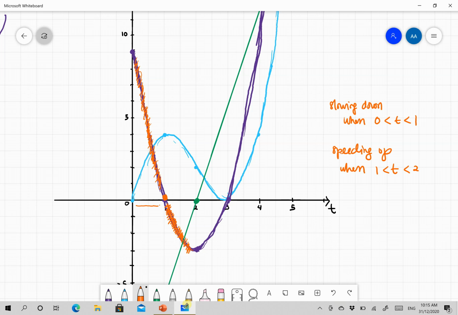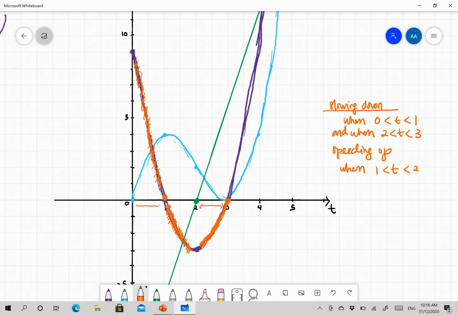At this point, between time interval 2 and 3, the particle is slowing down because it's going to reach the value of 0 again. So that means the particle is going to stop. So here is a process of slowing down. So the particle is slowing down when t is between 0 and 1, and also when t is between 2 and 3.